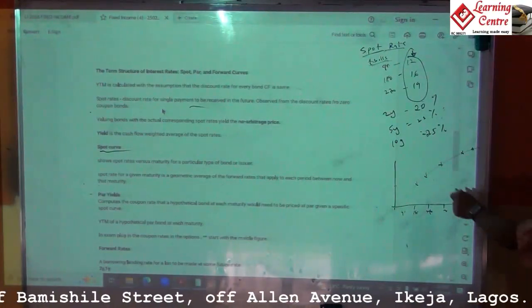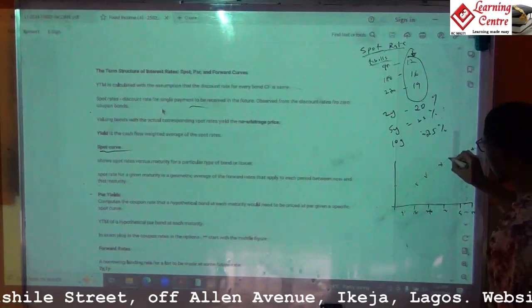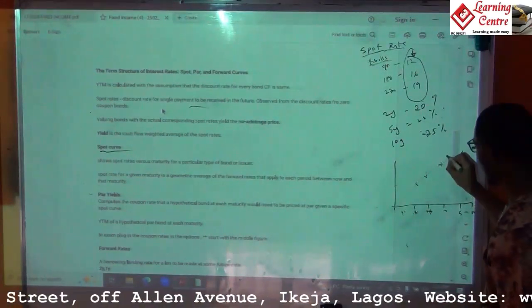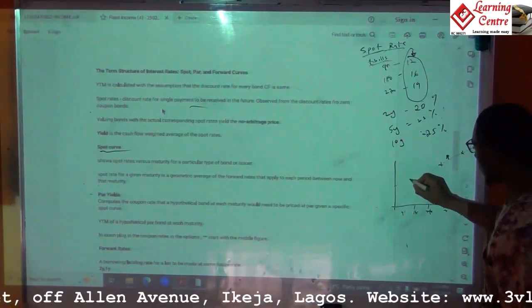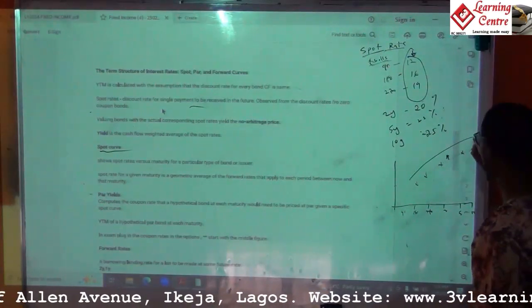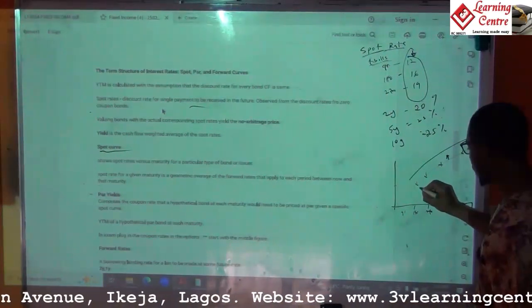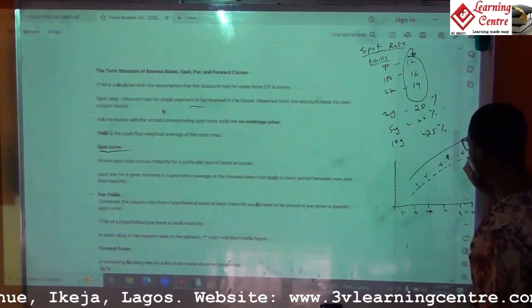Right. And this is for my spot curve. I'm going somewhere because we're still going to look at another kind of curve that we call the forward curve. We also look at another kind of curve called the par curve.